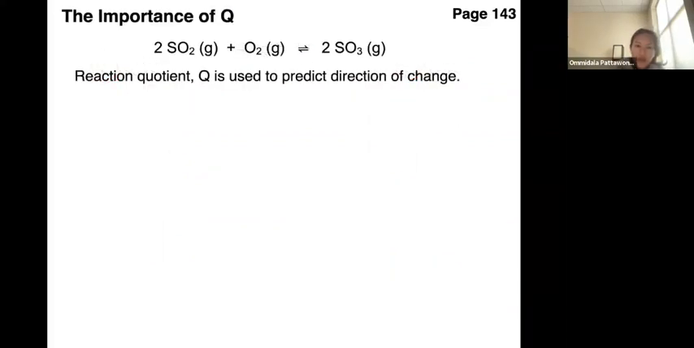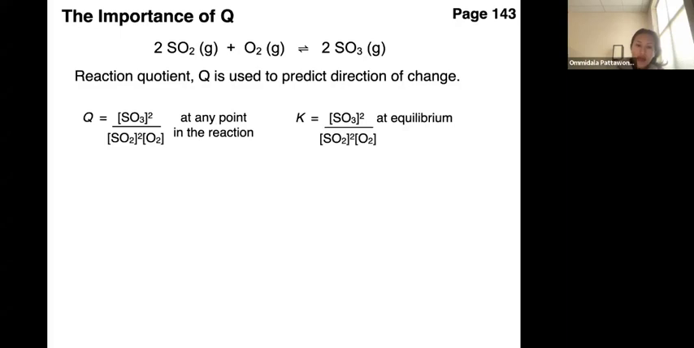The next thing we are going to take a look at is the importance of Q. Q, or the reaction quotient, is used to predict the direction of change. As we know, Q indicates any point or any time of the reaction, but K is at equilibrium. So when you want to predict whether the reaction would proceed forward or reverse, you compare Q with K.